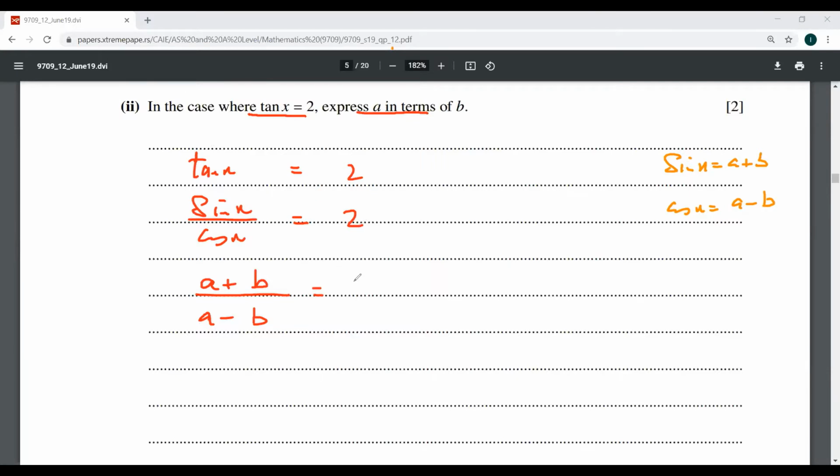So that is going to be equal to 2. So this is simply a class 6 algebra question where you have to make A the subject of this equation, okay? So let's do that cross multiplication here. This is 2A minus 2B, and you have A equal to 3B. That is your A in terms of B.